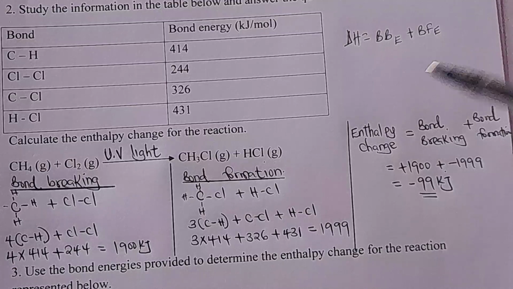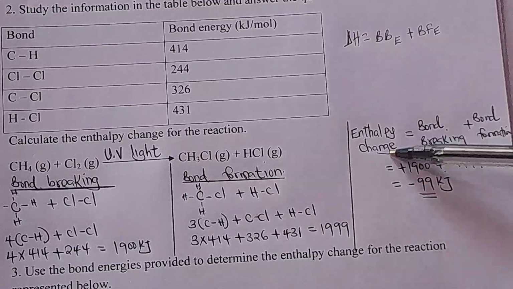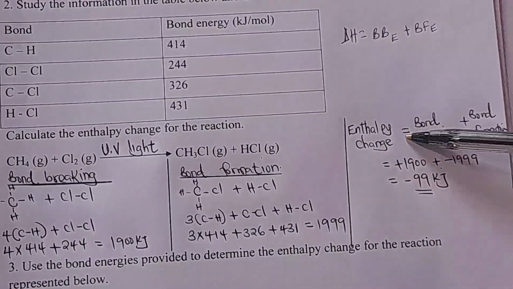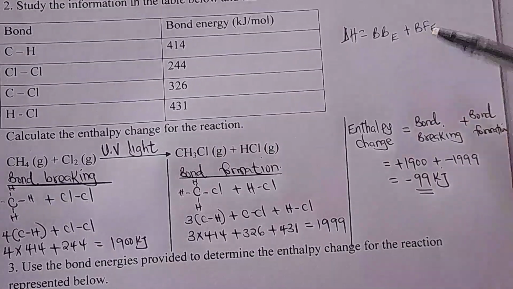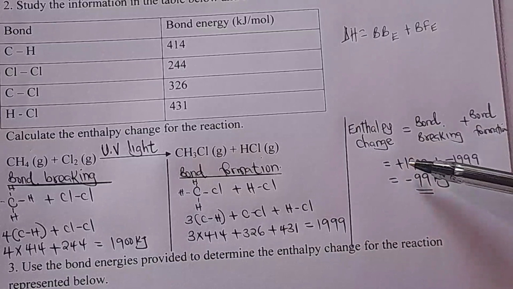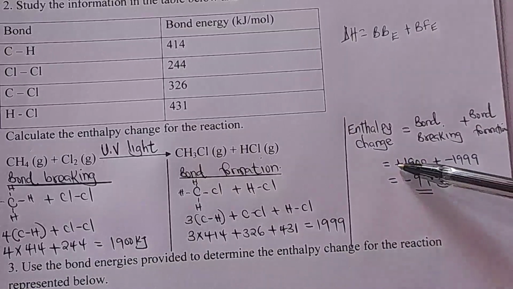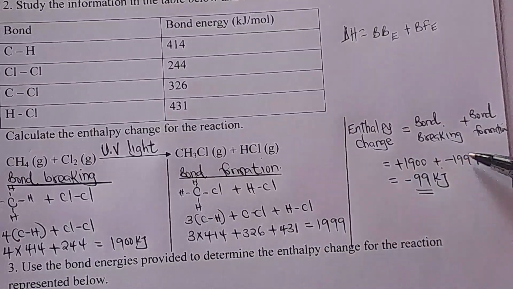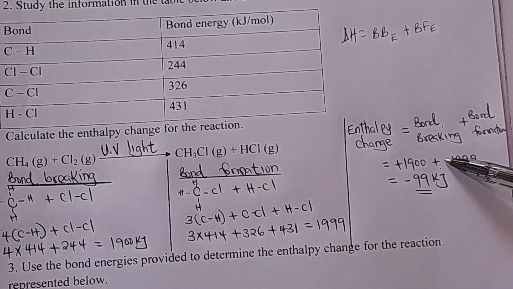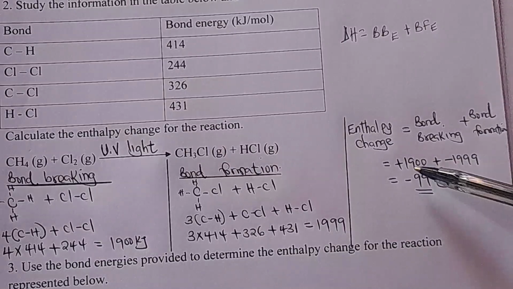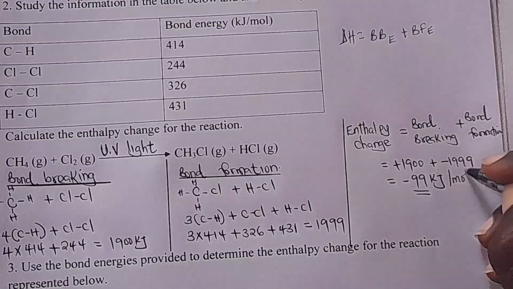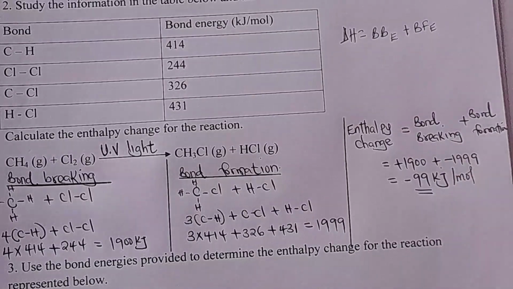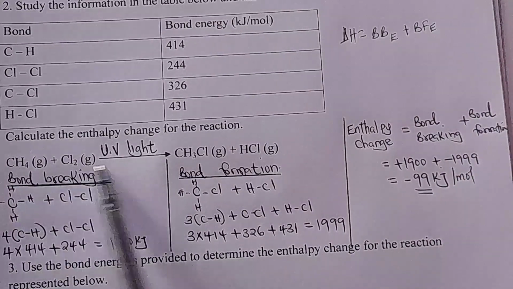Okay, so how are we going to get our enthalpy change, or energy change, or heat change? You get it by adding bond breaking energy plus bond formation energy. Remember, bond breaking energy is endothermic, so it has a positive sign, plus bond formation energy is exothermic, so it is supposed to have a negative sign. So if you add this, you're going to get negative 99 kilojoules per mole. So this will be the enthalpy change for that reaction.